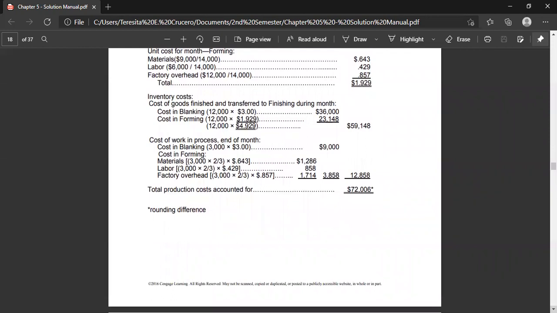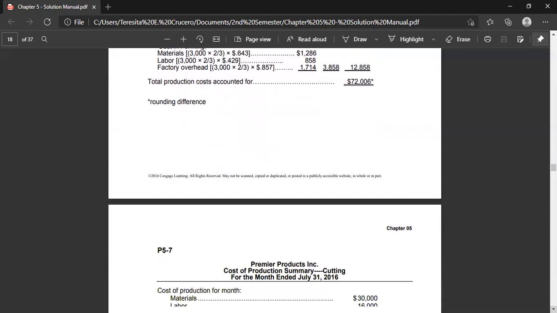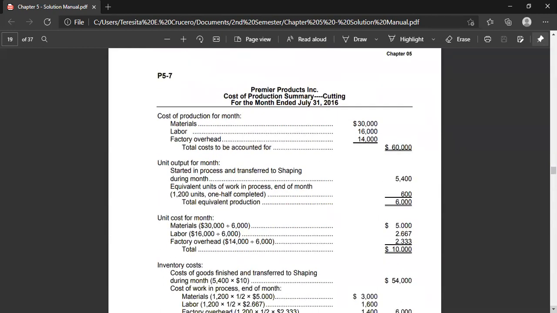Okay, now we go to 5-7. 5-7, what does the problem require in 5-7? We have a cost of production summary for each department. Round unit cost to 3 decimal places and totals to the nearest whole dollar. So we have now your departmental cost worksheet analysis, cost of production.